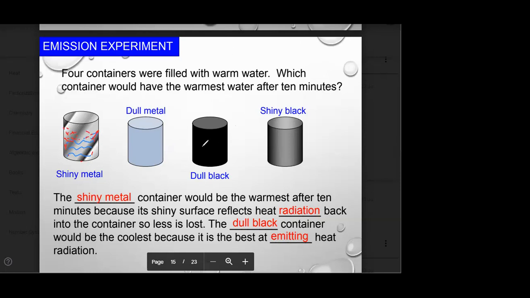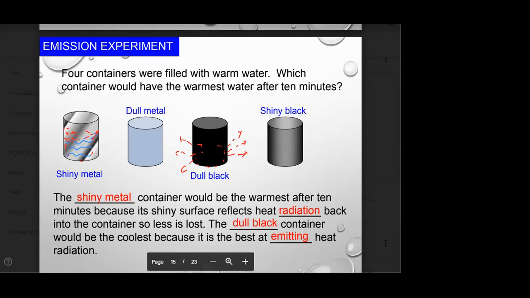Okay, but when you talk about dull black, है ना? Since it is a good emitter, it will emit heat outside. Yes or no? Makes sense? सबको समझ में आ रहा है? Okay. Now, if the container will lose heat, temperature क्या होगा? It will decrease or increase? Decrease, sir. Decrease.